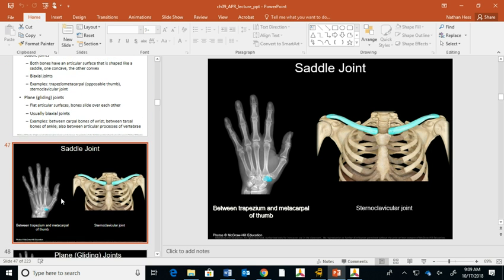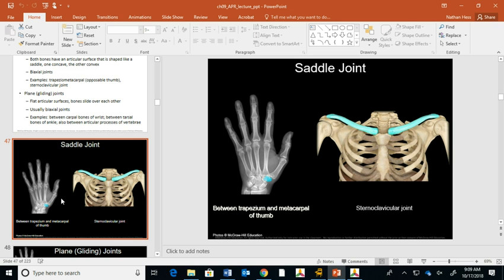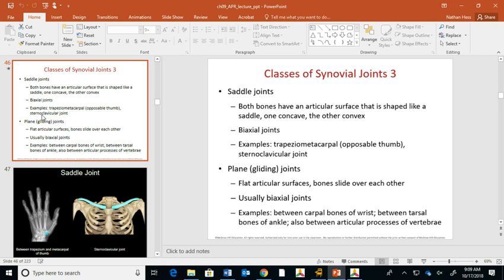Did we already talk about the plane? Oh, it's there too. My apologies. Here's the plane joints, our joint number 4. This is where we have two flat surfaces that are together, and the bones just kind of slide over each other. There isn't any significant rounding to them. They're pretty flat and they just kind of rub together.